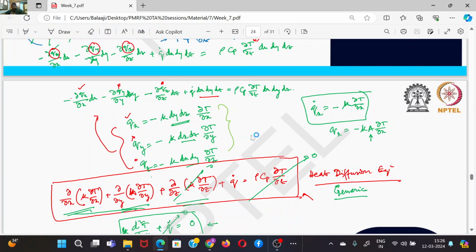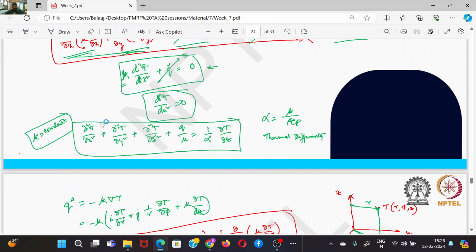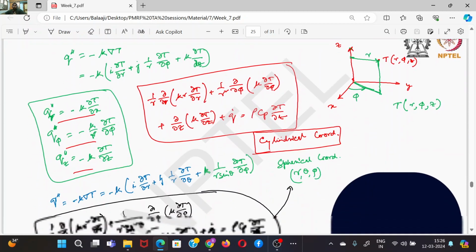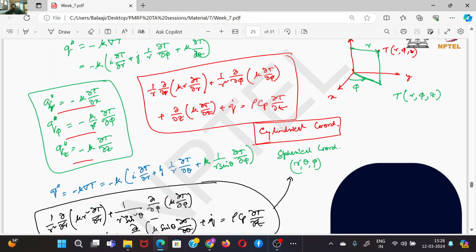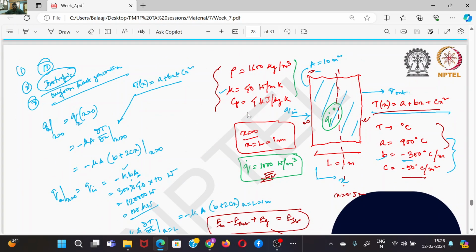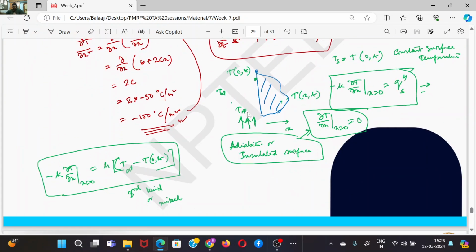In minus out plus generation is equal to whatever increases: rho Cp dT/dt. It's very simple. It's called the heat diffusion equation. In its generic form, this is the del square operator: del squared T plus q dot by k is equal to 1 by alpha dT/dt. Alpha is the thermal diffusivity, having units of meter square per second. It is not derived for the cylindrical and spherical coordinates, but these formulas are given over here. You can check them. Yeah, basically just some simple problems on that is all. We'll come to the problems maybe in the next session.